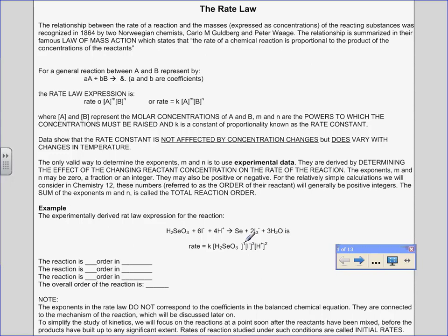These numbers are called the order of the reactant. So this particular reaction is first order in H2SCO3. It is third order in I minus, and it is second order in H plus. The overall order of the reaction is the sum of all of the exponents. So in this case, the overall order of the reaction is 6.